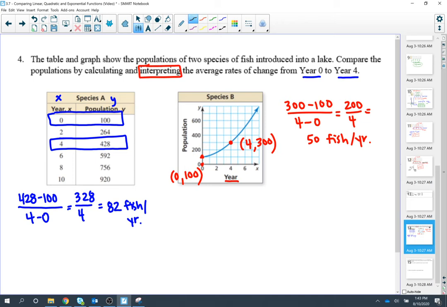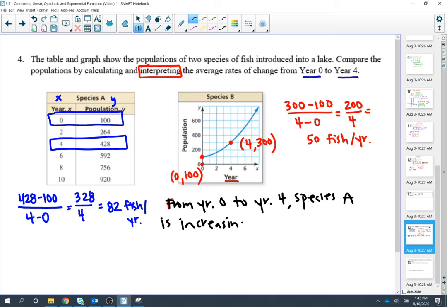Now, they said that we're supposed to compare the populations by calculating and interpreting the average rates of change. So in order to answer this question, I'm going to go with something like this. From year 0 to year 4, species A is increasing at a faster rate than species B.